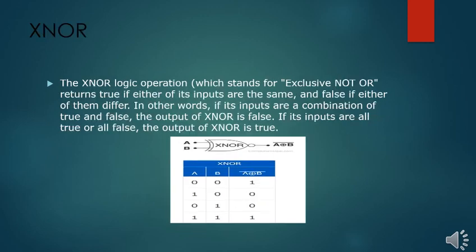The last is XNOR. The XNOR logic operation, which stands for exclusive not or, returns true if its inputs are the same and false if they differ. In other words, if its inputs are a combination of true and false, the output of XNOR is false. If its inputs are all true or all false, the output of XNOR is true.